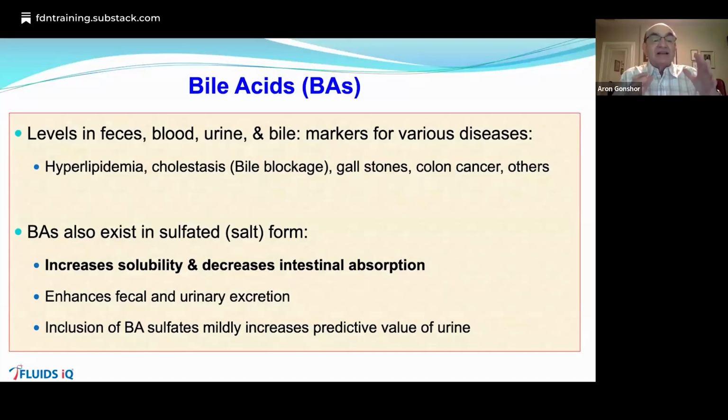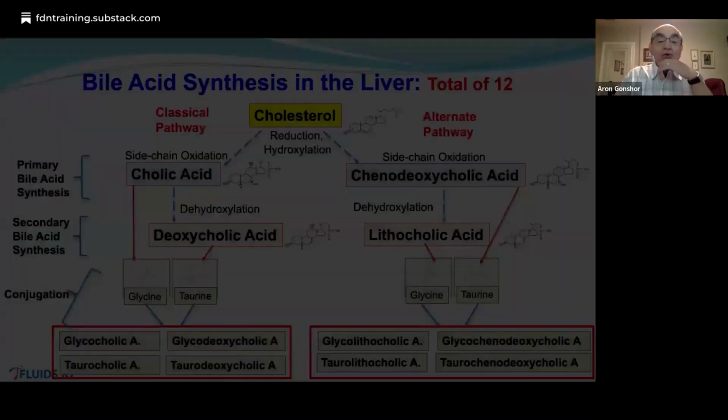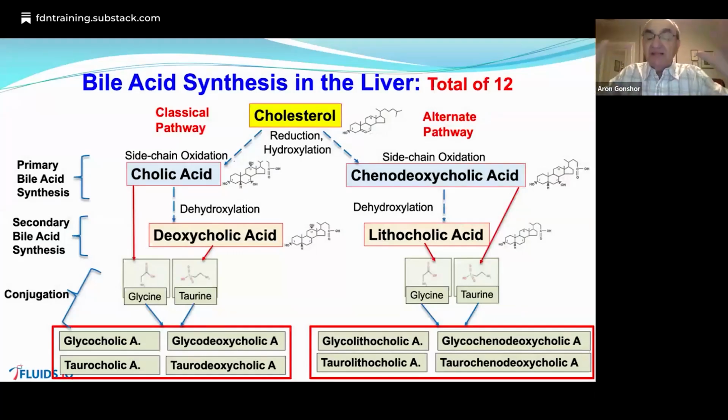And the levels in feces and blood and urine and bile are used as markers for various diseases, many different diseases, everything from hyperlipidemia to cholestasis, which is bile blockage, gallstones mostly, colon cancer, etc. And what we're going to do is show you this slide, another busy slide. Why? Because what we're trying to tell you is that bile acids are synthesized in the liver, and there's a total of 12 of them. And by the way, that's what we're giving you in the test, the 12 bile acids.